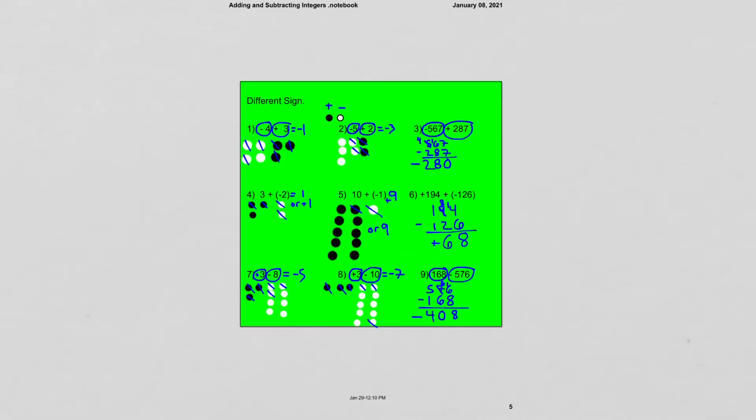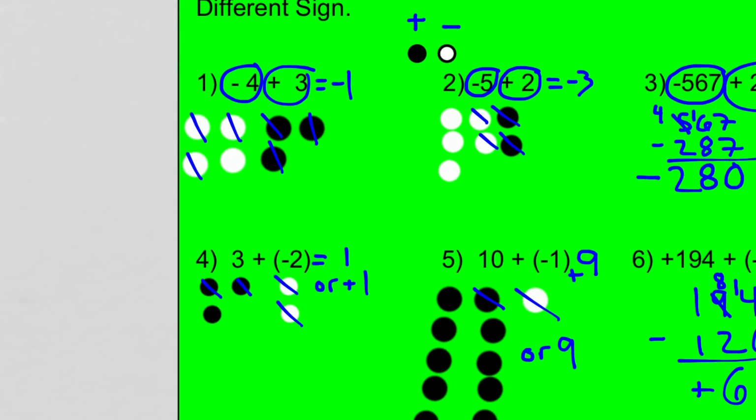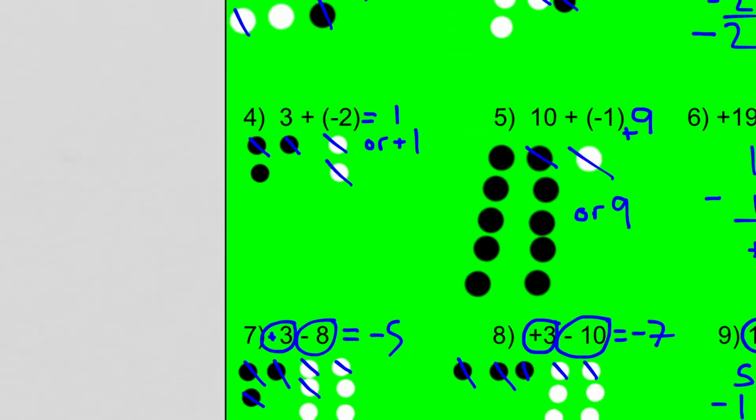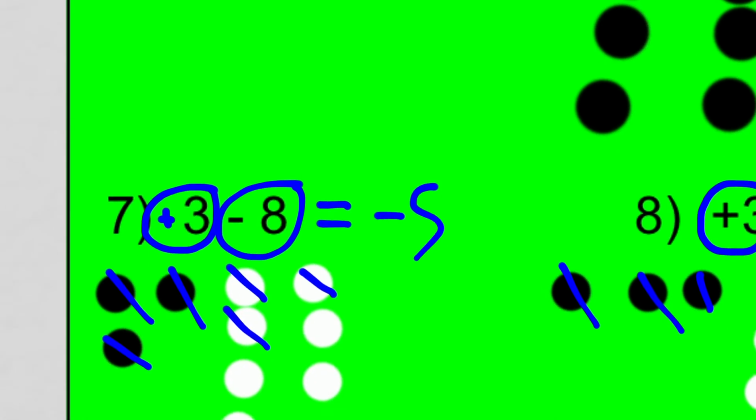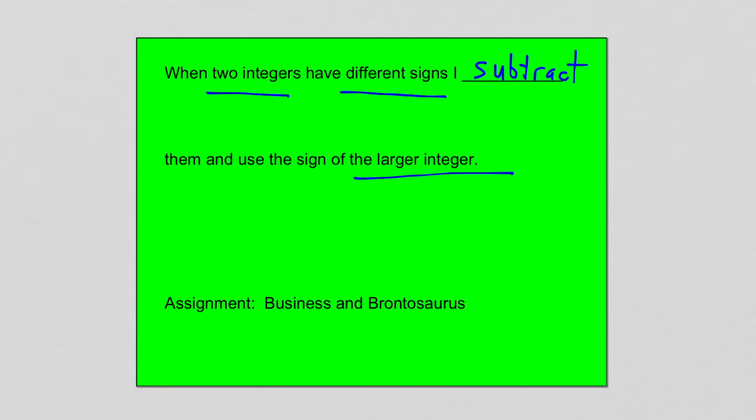Then we talked about what happens when you have a different sign. So if you have a negative and a positive beside each other, or a positive and a negative being added up, in all those cases when the signs are different, you will subtract the integers and use the sign of the larger integer.